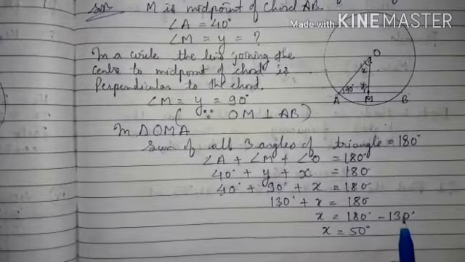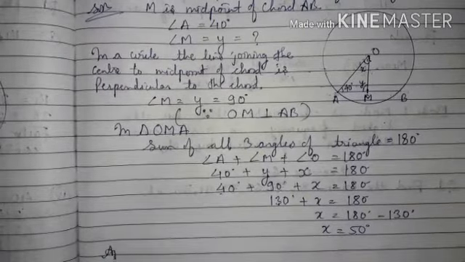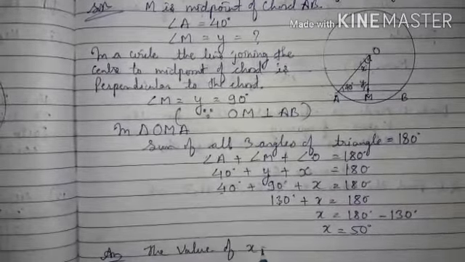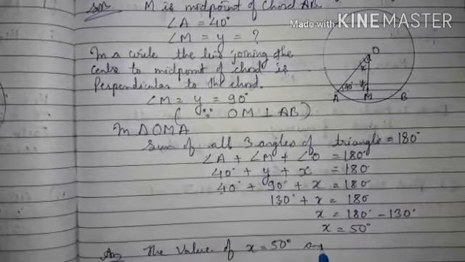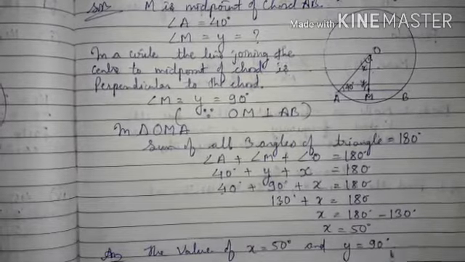Here plus, then here will come minus. So 180 minus 130, 50 degrees. So our answer is the value of X is equal to 50 degrees and Y is equal to 90 degrees.